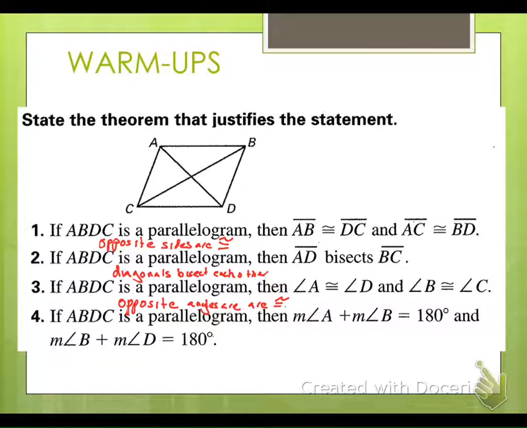And then we have that if ABC is a parallelogram, then angle A plus angle B's measures equal 180, and angle B plus angle D's measures equal 180. Which property is that? Number 3. And that is? Consecutive angles are supplementary.